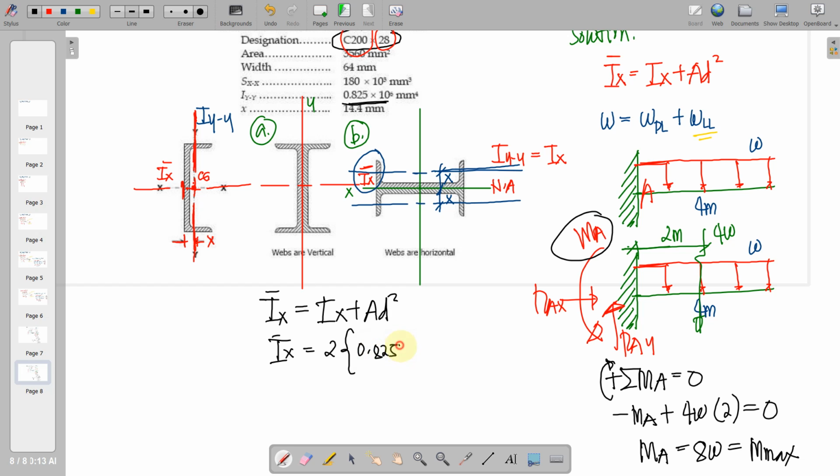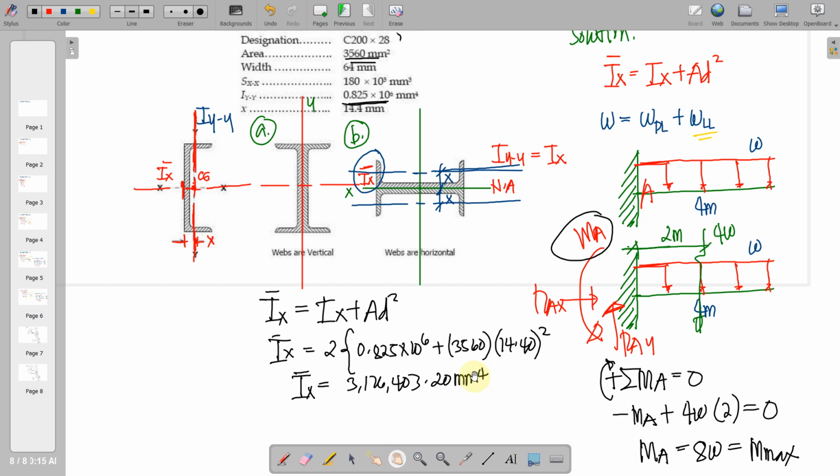0.825 times 10 to the 6. Okay, so we add the area, 3,560 to this area. Times distance from the neutral axis, or the transfer distance. So it is the value of x. So x here is 14.4. Okay, so we compute that I bar x is equal to 3,126,403.2 millimeter raised to 4.